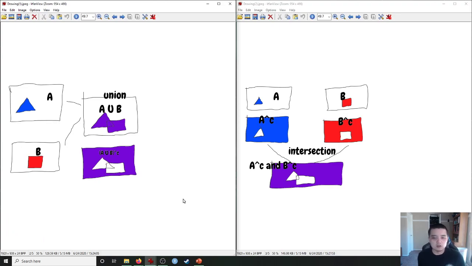So what De Morgan's law says is that in either of these routes, we end up at the same place. Namely that purple monstrosity that I ended up with.